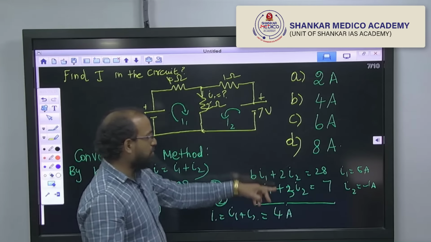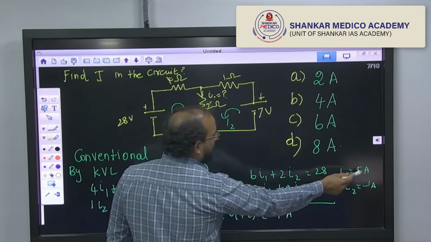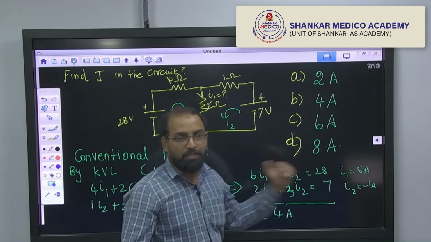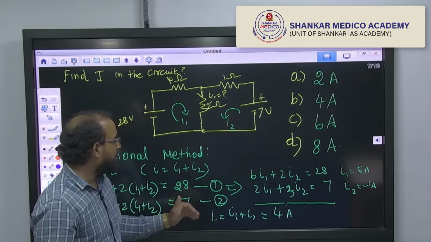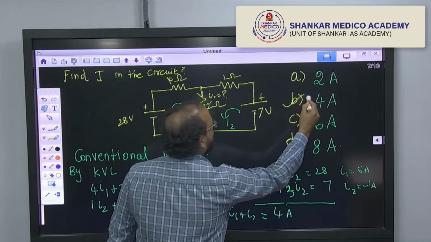When you solve these two linear equations, you will end up with I1 equal to 5 amp, and if you substitute in the equation, I2 will be equal to minus 1 amp. So the addition of these two gives you the answer. That means 5 minus 1, the total value is 4 amp. So this is the answer.